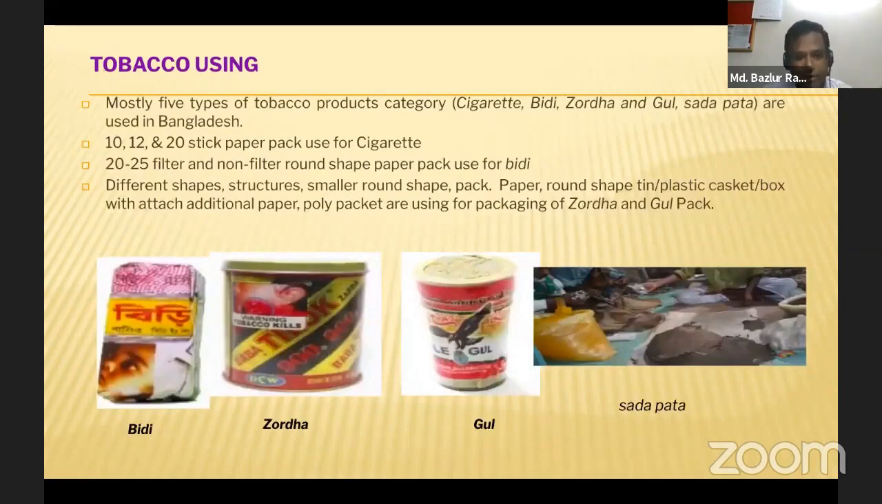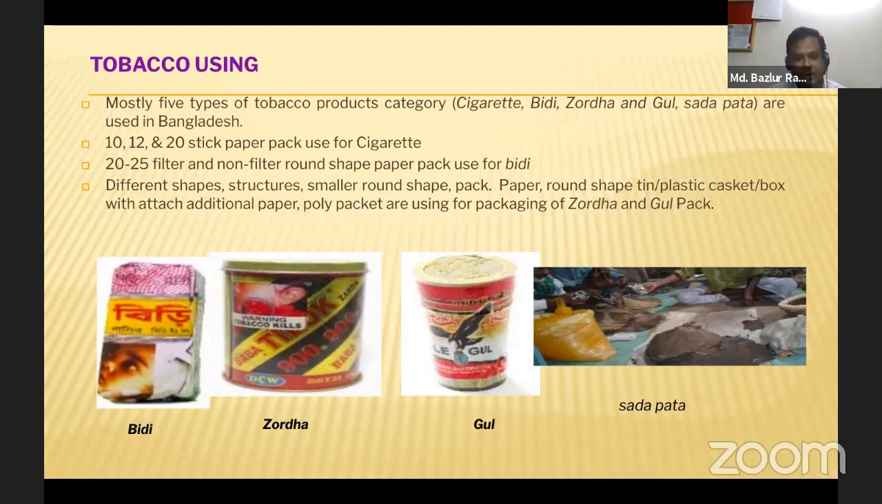So I'm going to share the tobacco use format in Bangladesh. Mostly 5 types of tobacco product categories are used: the cigarette, the bidi, the jorda, gul, and sadabata. Sadabata is totally out of monitoring because it's a raw tobacco leaf. In Bangladesh, 10, 12, and 20 stick paper packs are used for cigarettes, and 20 to 25 filter and non-filter round cylinder shape paper packs are used for bidi.